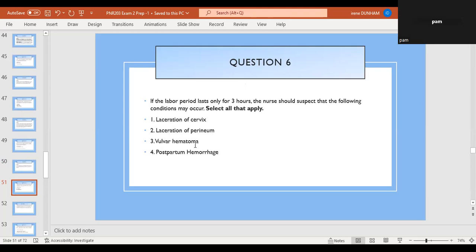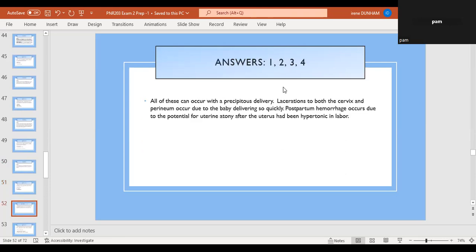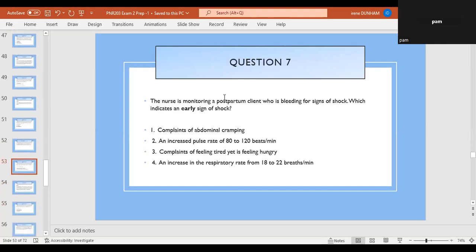I can get a vulvar hematoma because she's delivering too quick, and also precipitous labor I know can lead to postpartum hemorrhage. But then I choose all that apply, so I would choose all of them: 1, 2, 3, and 4. Let's see if I'm right. You think I'm right? Yeah, 1, 2, 3, and 4. Okay. Remember, all these can occur with precipitous delivery. Lacerations to both the cervix and perineum occur due to baby delivering so quickly. Now, postpartum hemorrhage occurs due to the potential for uterine atony after the uterus has been hypertonic in labor, and we discussed that.